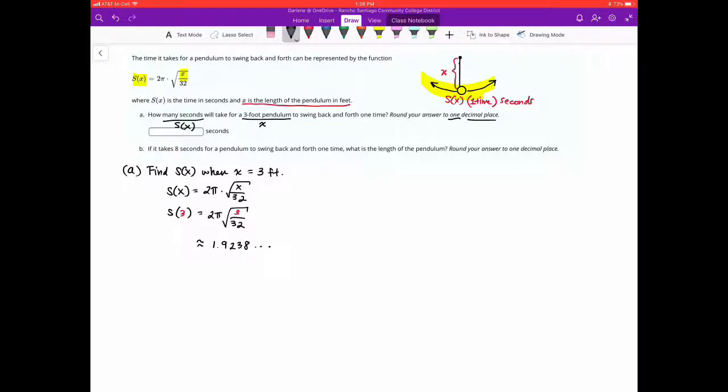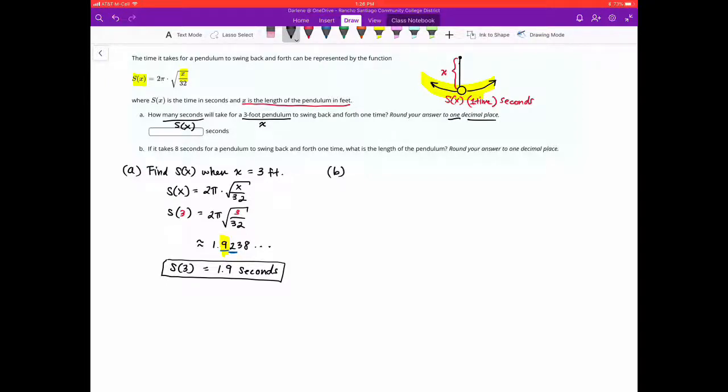However, this wants us to round to 1 decimal place. So I'm going to have to round to the 10th place. Looking at my test digit, which would be the next decimal place, 2, since that's less than 5, we'll go ahead and keep the 9. And so s of 3 is going to be 1.9 seconds. So essentially it's going to take 1.9 seconds for the pendulum to swing back and forth once for a 3-foot pendulum.